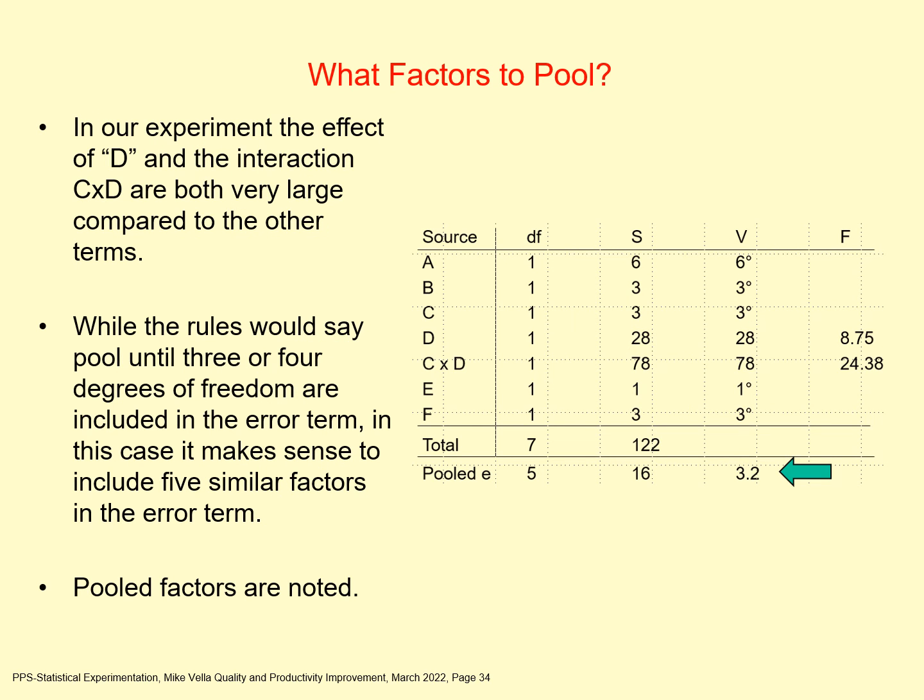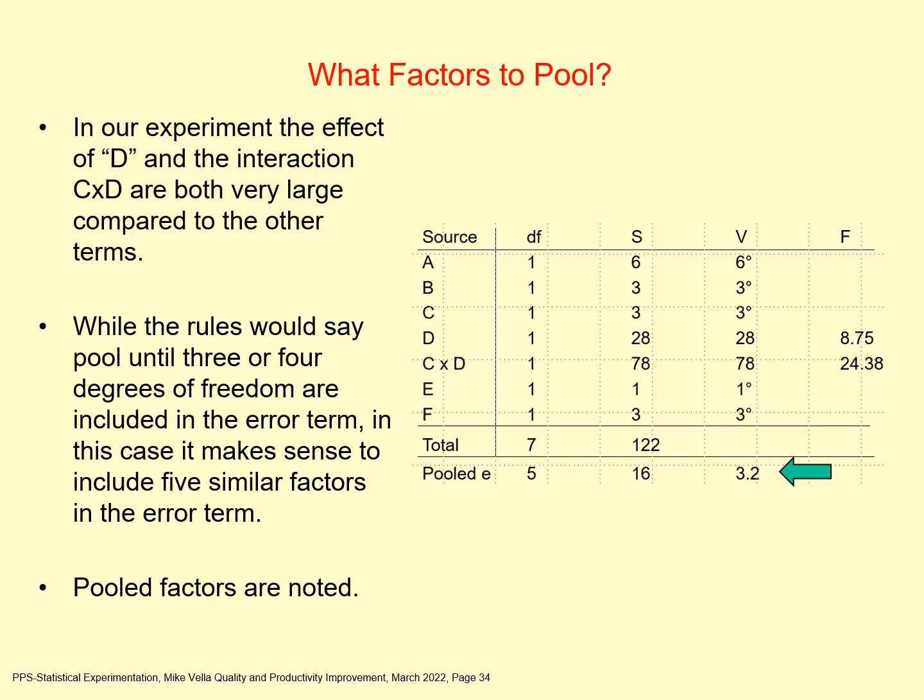In our experiment, the effect of D, which is found if you go down the source column and read across, and the interaction CD are very large compared to other terms. You can see that the sum of squares of D is 28, and the sum of squares of the interaction is 78, and therefore the variances are 28 and 78 respectively. While the rules say that we should pool until 3 or 4 degrees are included in the error term, in this case, it makes sense to include 5 similar factors in the error term.